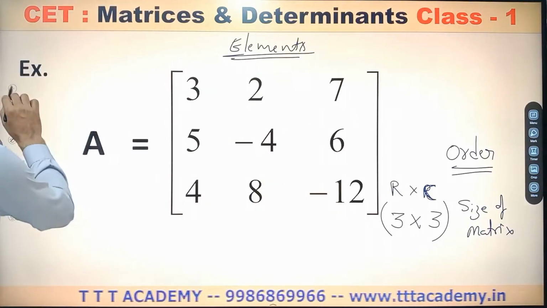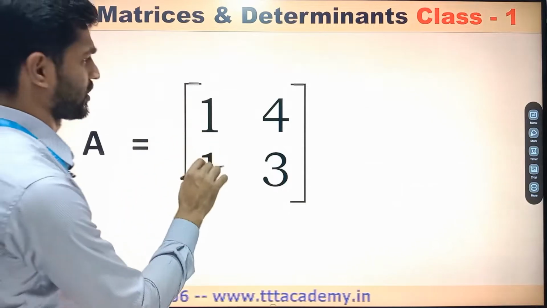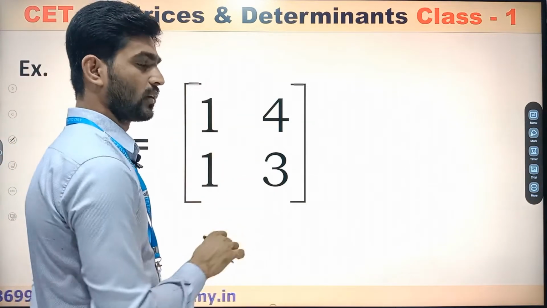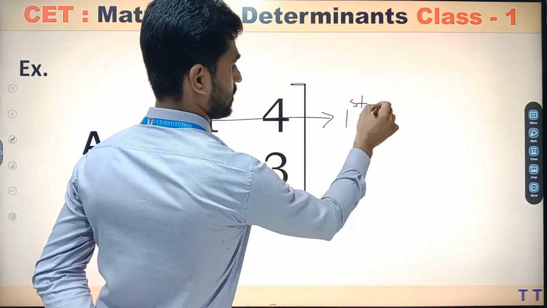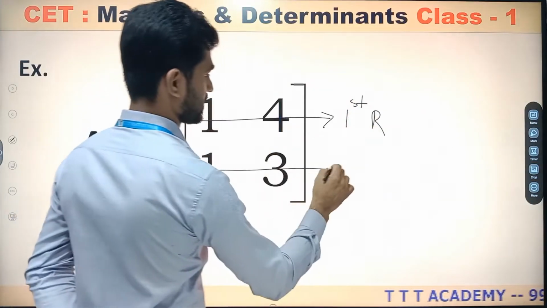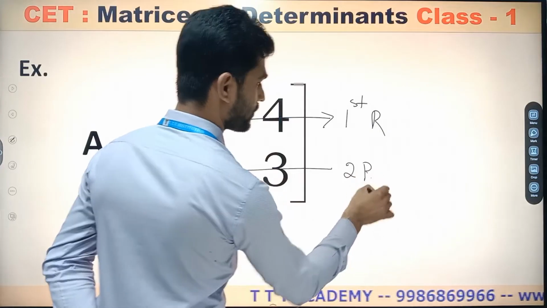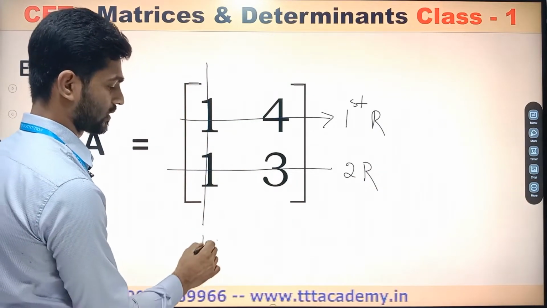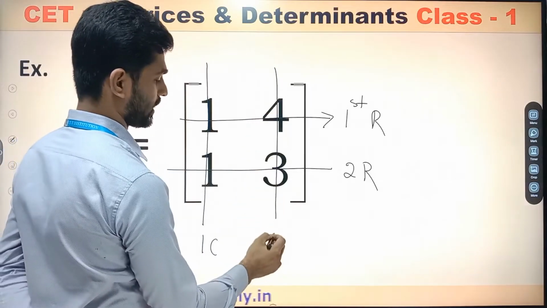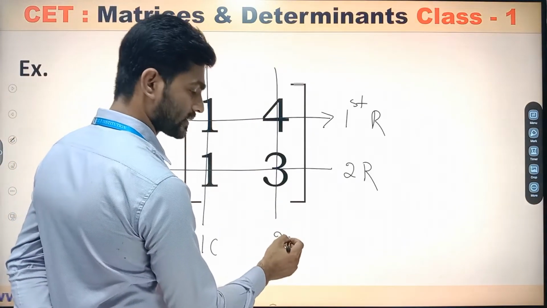So one more example. Suppose you can observe here, this is again 1 4 3 1 3, in which these are the numbers located in the first row, and here 1 3 is in the second row. If you consider vertically, 1 1 is in the first column, and 4 3 are the elements in the second column.